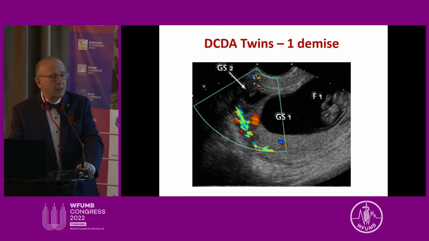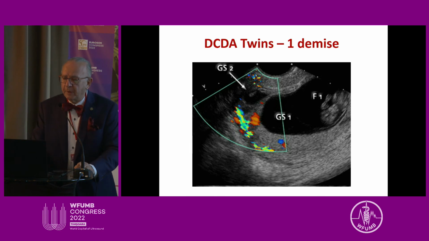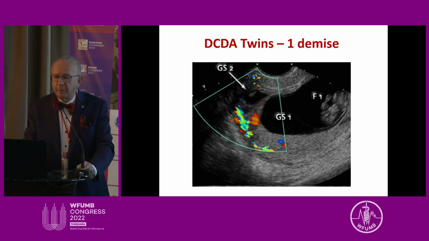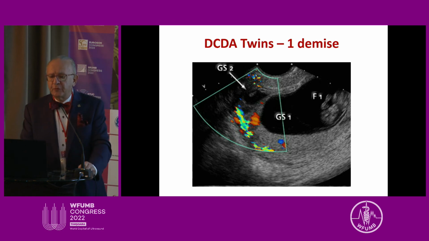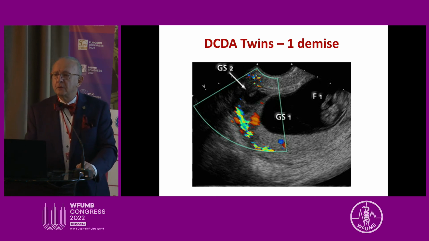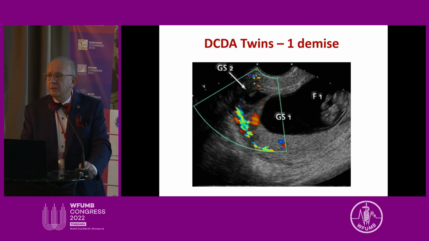Here is another case where one twin, these are dichorionic diamniotic, on the right is a normal twin with a fetal heartbeat. On the left, there's no heartbeat, so this is the demise of one twin. If we had not performed the scan here, but waited 2 or 3 weeks, we would not have seen that demised twin, and this is what is called the vanishing twin syndrome, which has its own issues, of course.